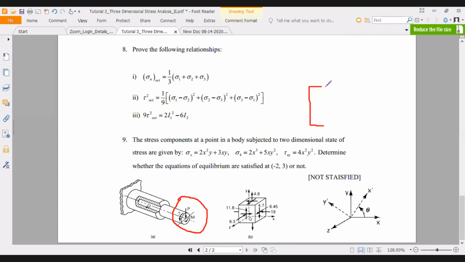1 by root 2. Now between x dash and y is again 1 by root 2, and between this x dash and y is 90 degree. Cos 90 is 0. Okay. So similarly, tell me the second row.